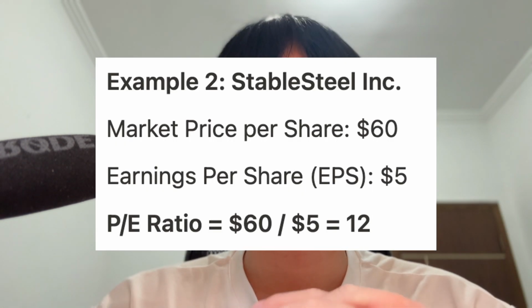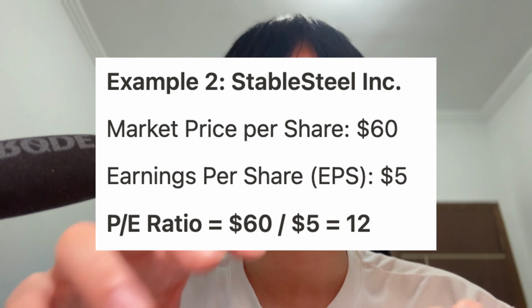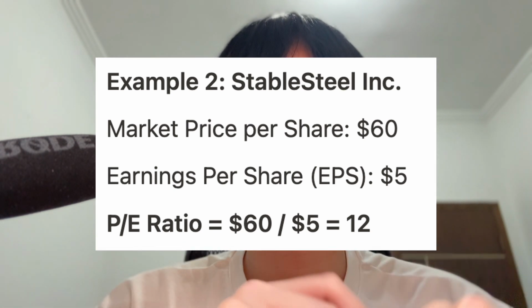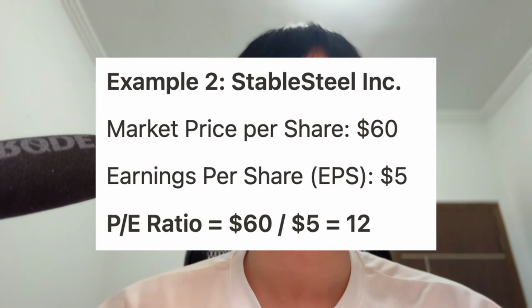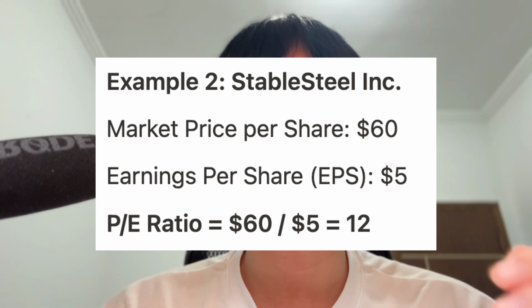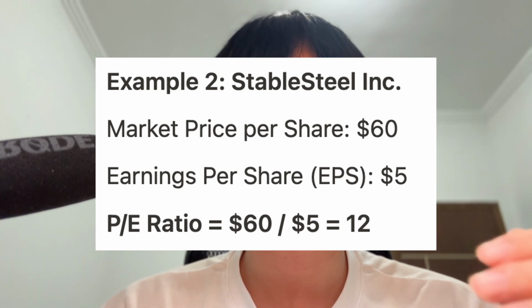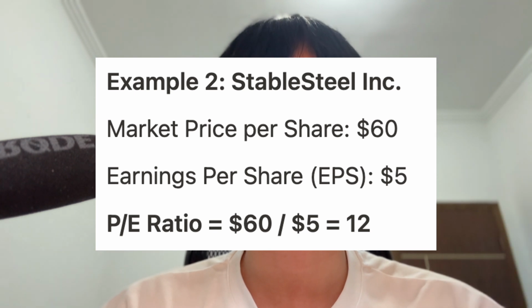And example 2 is Stable Steel. Its market price per share is $60 and its earnings per share is $5. So the PE ratio for this company is 12. A PE ratio of 12 is much lower. This might indicate that Stable Steel is in a mature industry with lower growth prospects, or perhaps the market thinks it's undervalued relative to its current earnings power. You need to compare this to other steel companies and do more research.